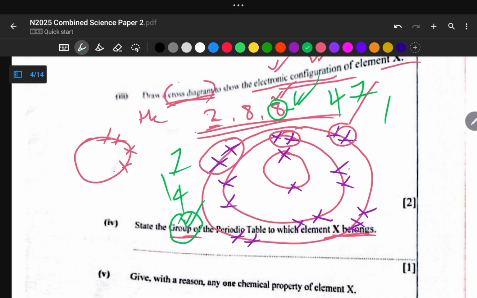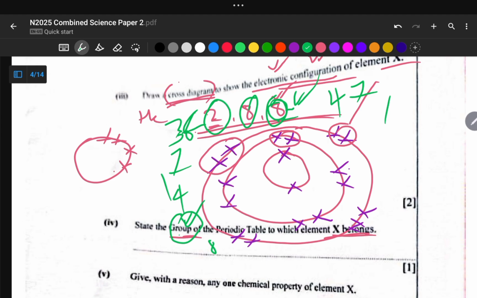So the group number is denoted by the valence number, and the number of shells is denoted by what we call the period. So this element is in period 3, group 8. As simple as that. Period 3, group 8. So the question requires us to give the group, so you can say group 8. At times group 8 is also called group 0, but this is chemistry, but we are doing combined science, right?